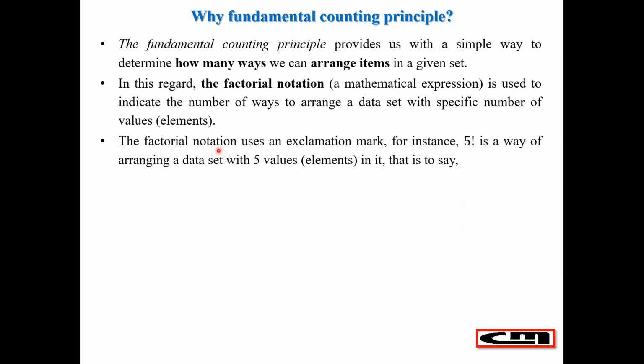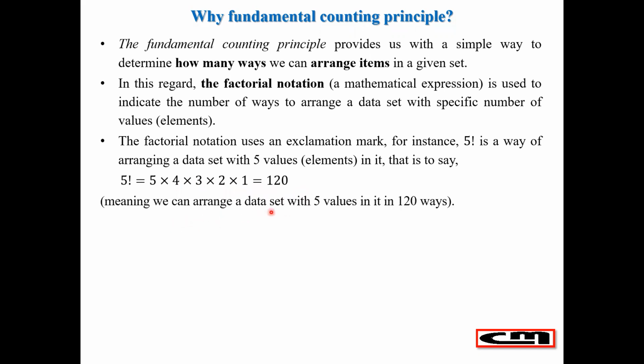The factorial notation uses an exclamation mark. For instance, 5 factorial is a way of arranging a data set with 5 values or elements in it. That is to say, 5 factorial is equal to 5 times 4 times 3 times 2 times 1, which is equal to 120. Meaning we can arrange a data set with 5 values in it in 120 ways.